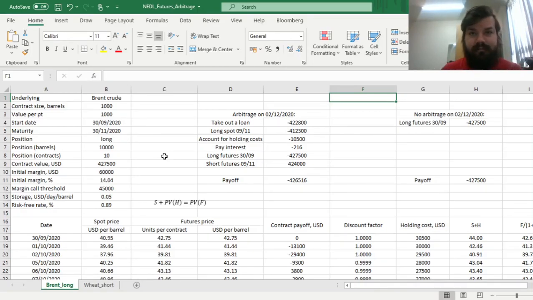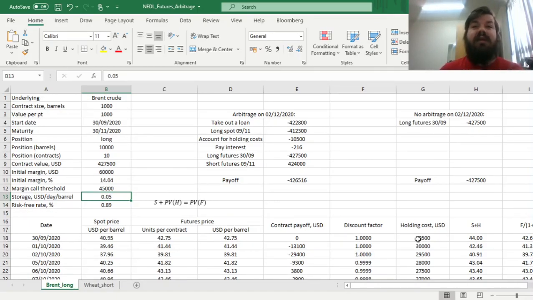Then we need to account for holding costs somehow, and here we can make an assumption that we already know what the holding costs are. For example, rent for the storage of oil, and we assume that first of all the holding costs, the storage fees, for example, are payable upfront, and they are $0.05 per day per barrel, so 5 cents per day per barrel of storage.